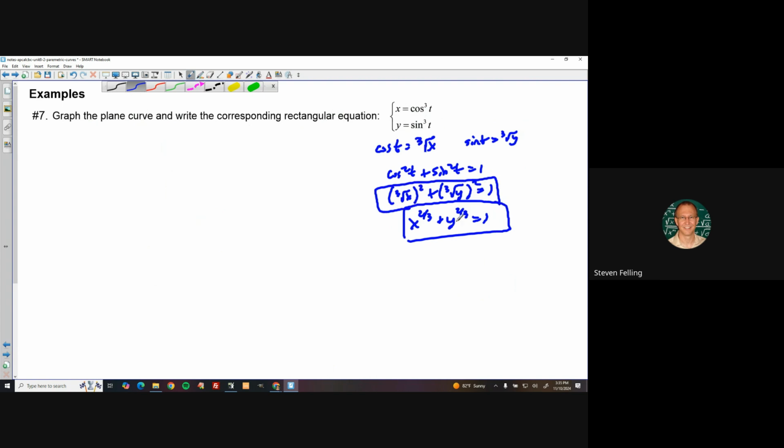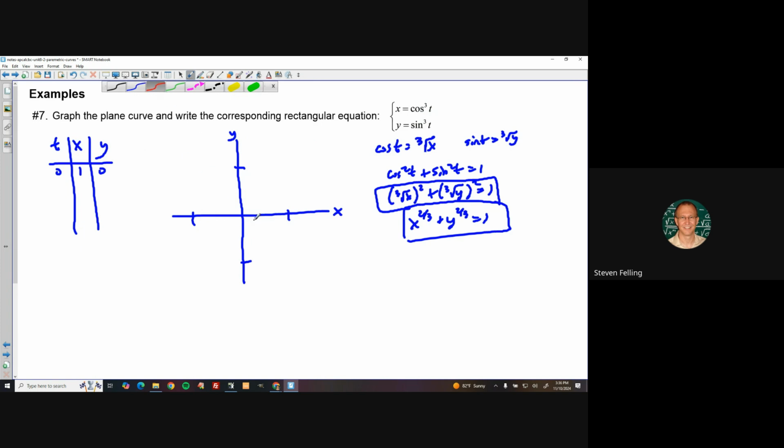But it doesn't really help me in graphing. So I think I'm going to have to go back to a table. So let's see, the parameter is t, x and y. We'll pick some values here. Since we have trig functions, maybe we'll do 0. So cosine of 0 is 1. 1 cubed is 1. Sine of 0 is 0, so that's 0 when we cube that. So that means we're going to start at, let's see, how big should I make this? Probably pretty zoomed in. This is going to be at 1, 0 at t equals 0.